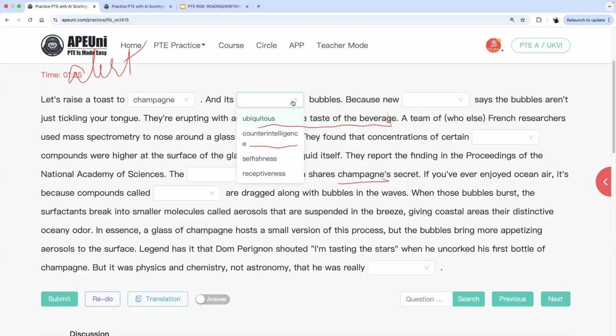Okay. Which word don't you know the meaning of? First, pick it up. Because you know it can't be receptive bubbles, selfish bubbles, counterintelligence bubbles. Then they're not going to make sense.